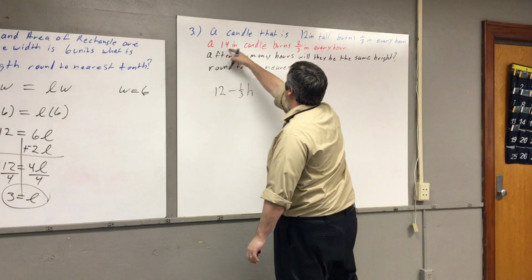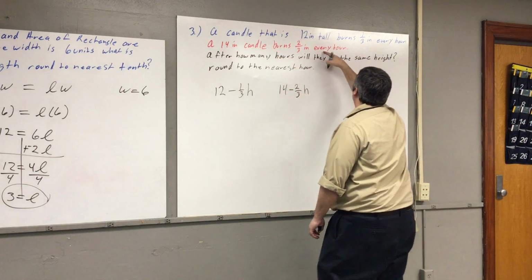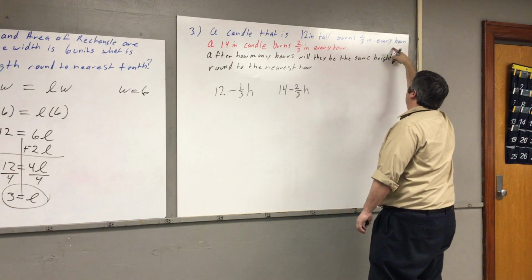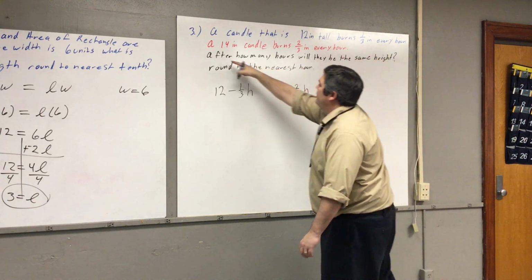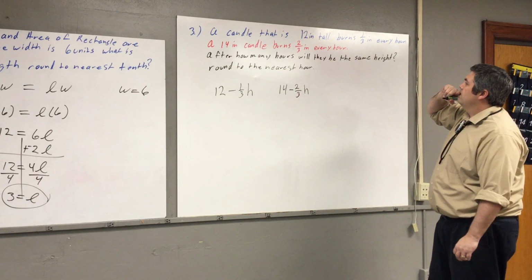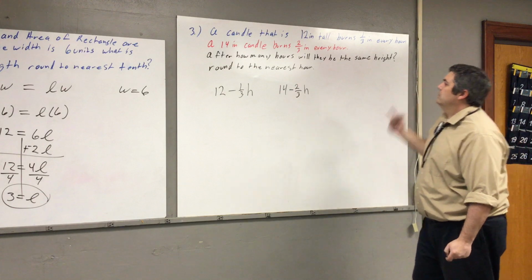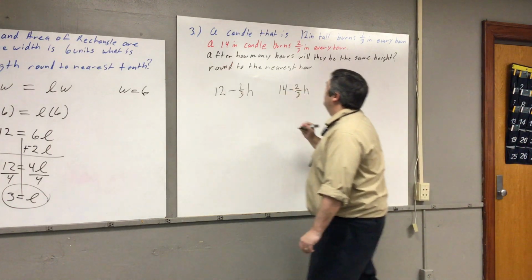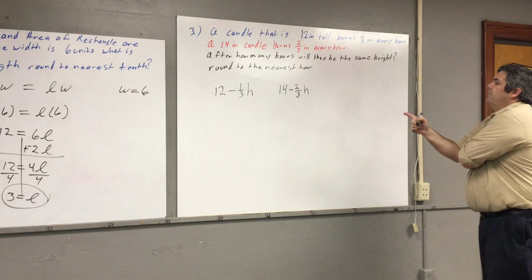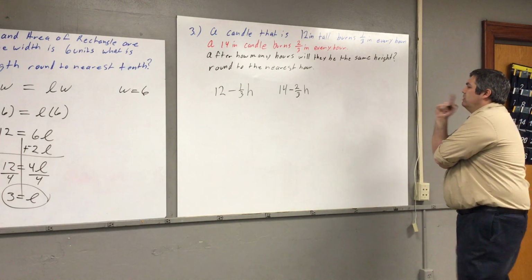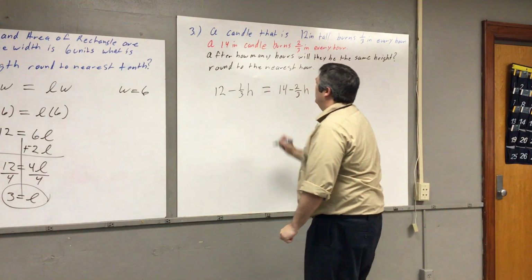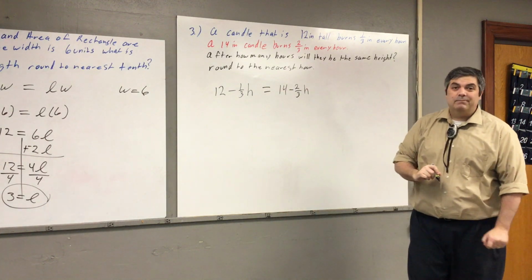The 14-inch candle burns 2/3 inch every hour. The 12-inch tall candle burns 1/3 inch every hour. After how many hours will they be the same height? Okay, round to the nearest hour. So 12 minus 1/3 H, 14 minus 2/3 H. So we're going to set these two things equal to find out when they're the same.